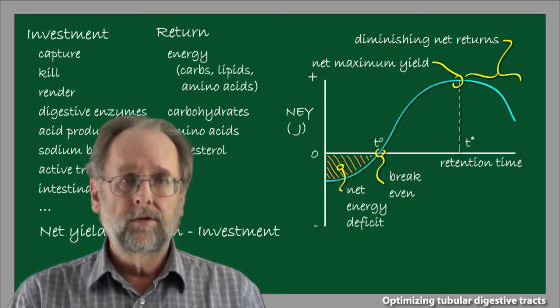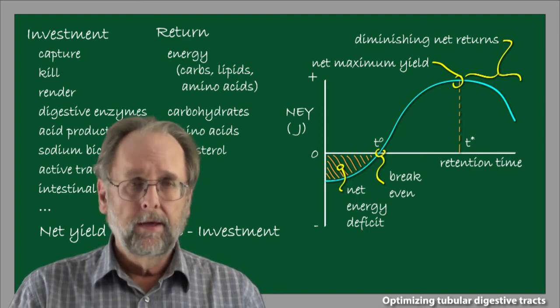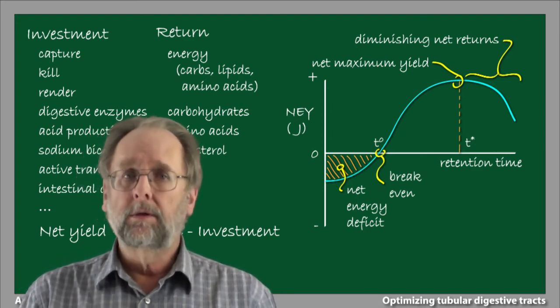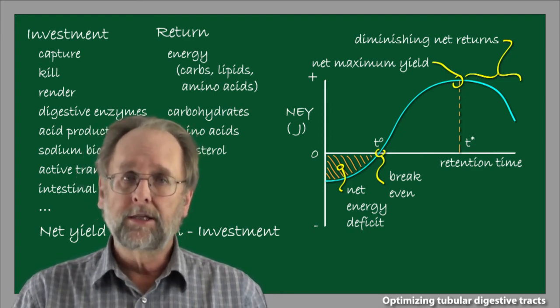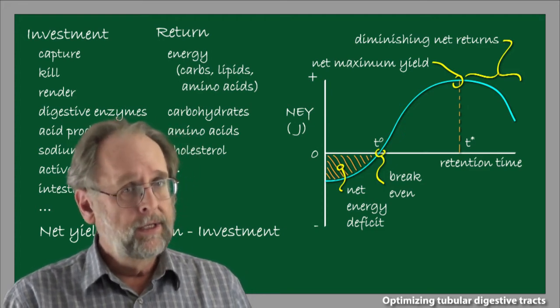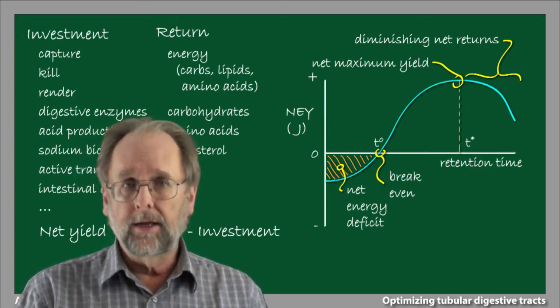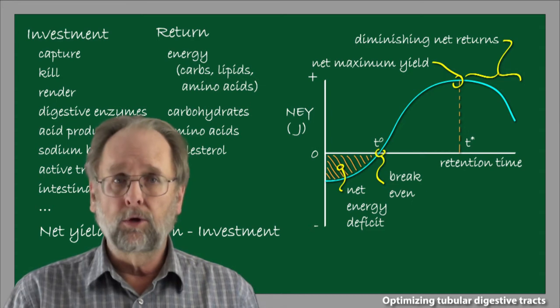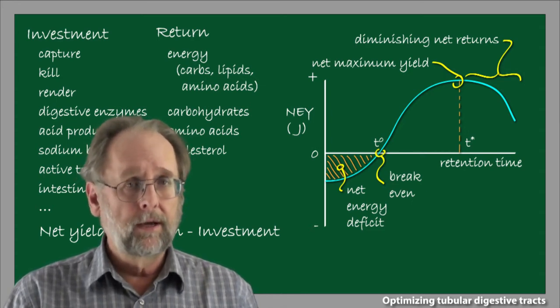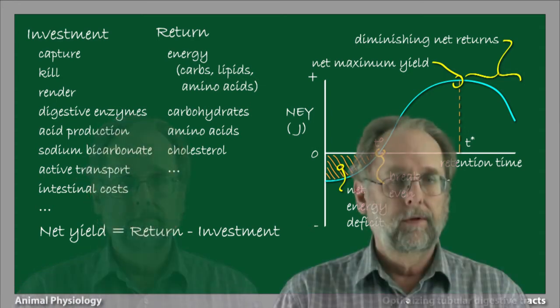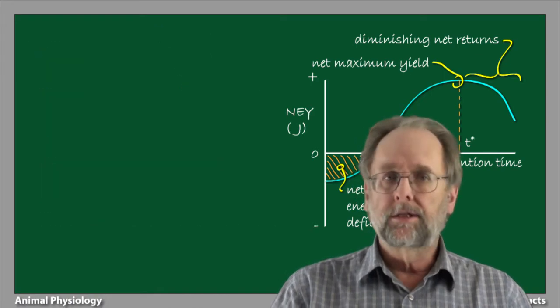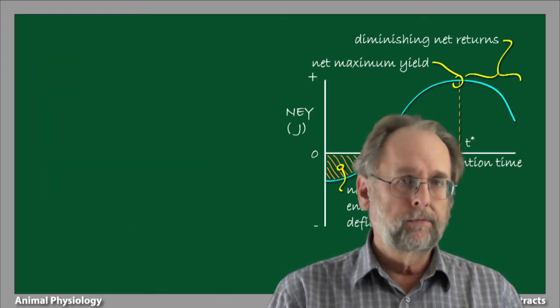So we have an interesting analysis here. We can say that for an animal to maximize the return on investment in a meal, the time it takes to pass the meal through the gut should be no less and no greater than this retention time, T star. This type of analysis leads us to another interesting prediction.